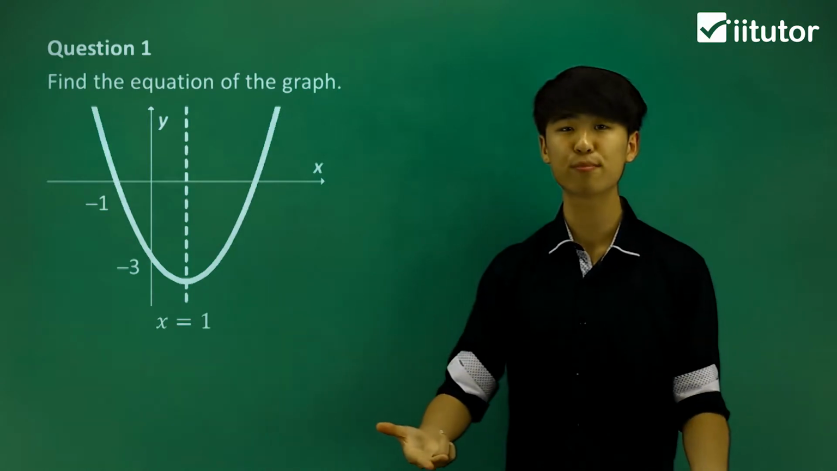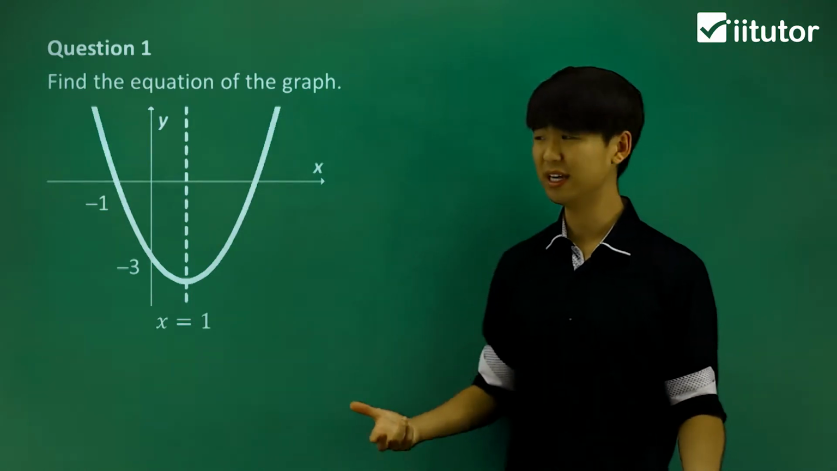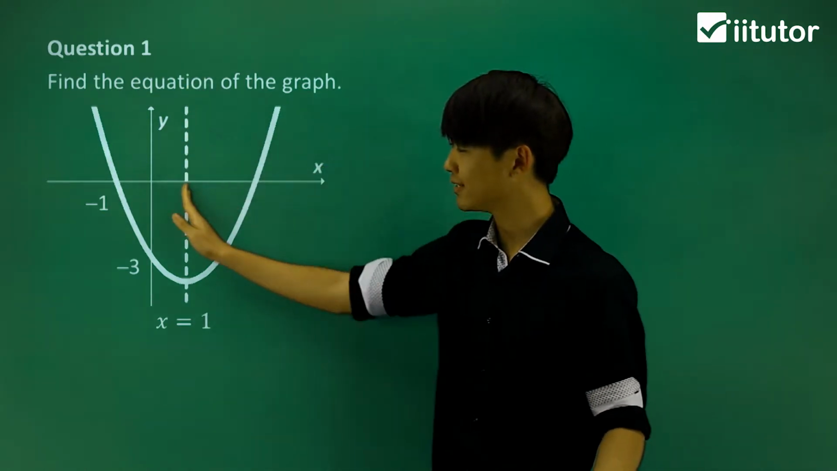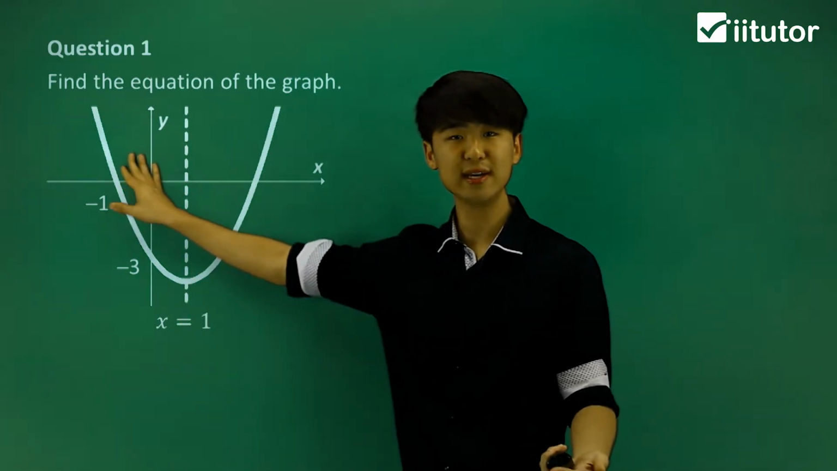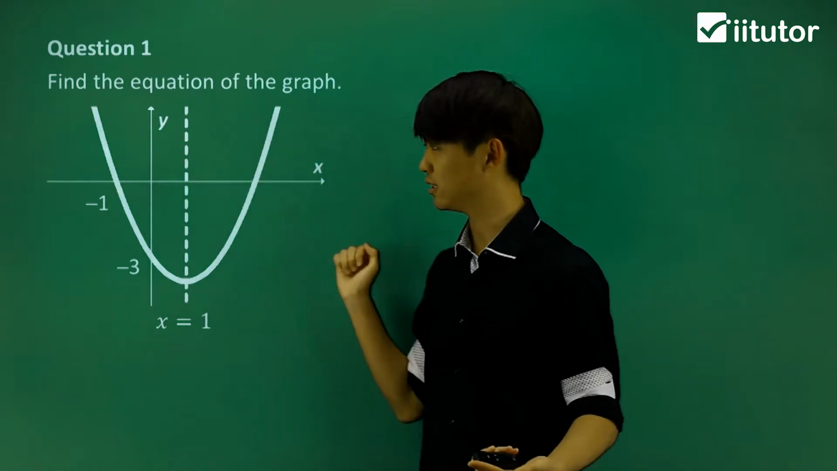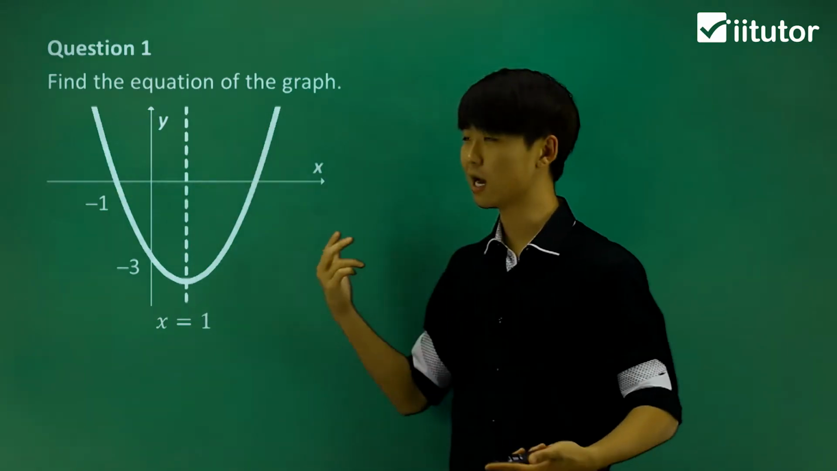What we know about parabolas is that they are symmetrical in nature. So if I put a line right down here, then that is going to be the axis of symmetry, and this side is going to be reflected onto this side as well. So how are we going to use that?